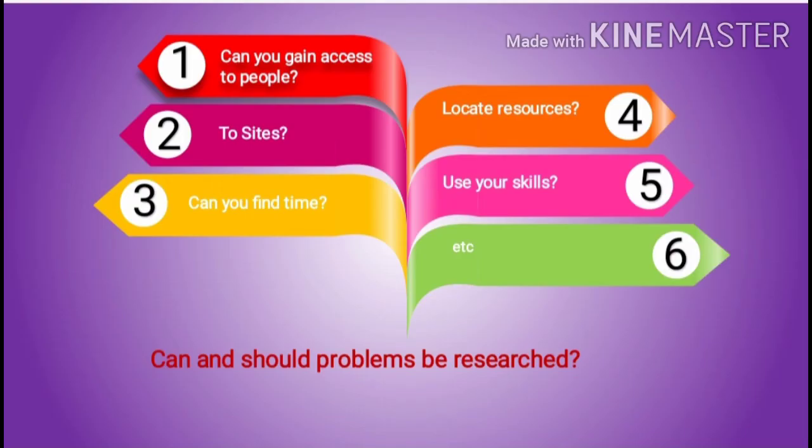Can and should problems be researched? You can consider some questions like: can you gain access to people? Can you gain access to the site? Can you find the time? Can you locate resources? And can you use your skills? Just because a problem exists and an author can clearly identify the issue does not mean that the researcher can or should investigate it.